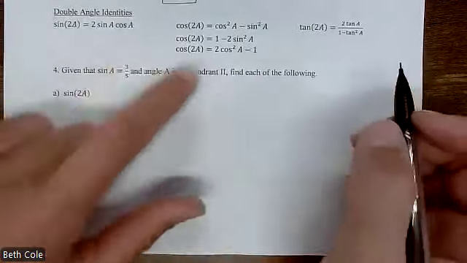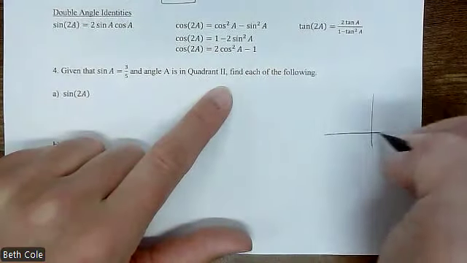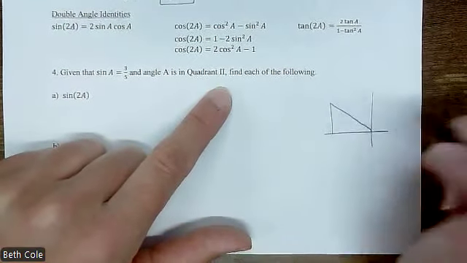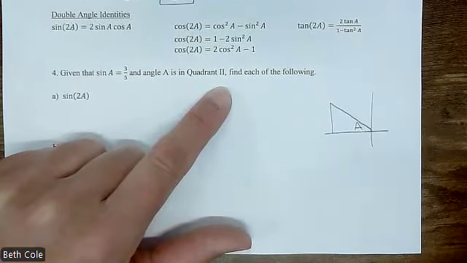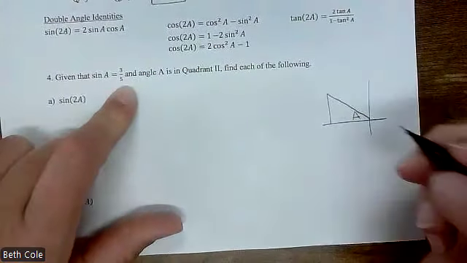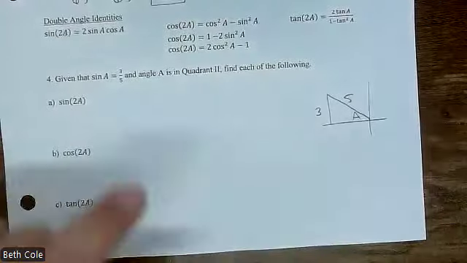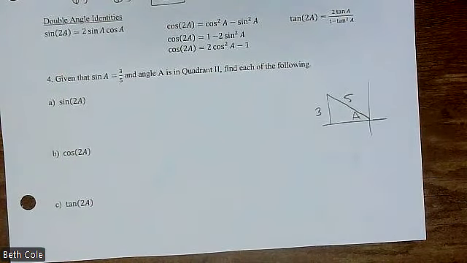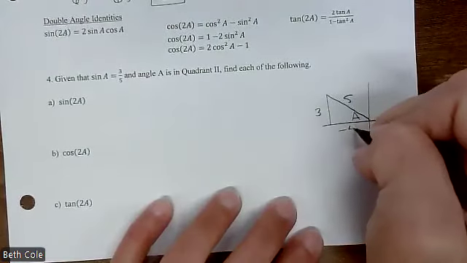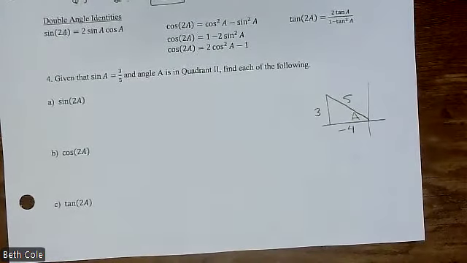Sine of A is 3/5. We're in quadrant 2. So off to the side here, we're going to draw a triangle in quadrant 2. I'm going to call it A. Sine is opposite over hypotenuse. Now the other side will be 4, but it will actually be -4. So you're in the second quadrant. So that's like your work. Now we're just going to use the formulas and plug in.